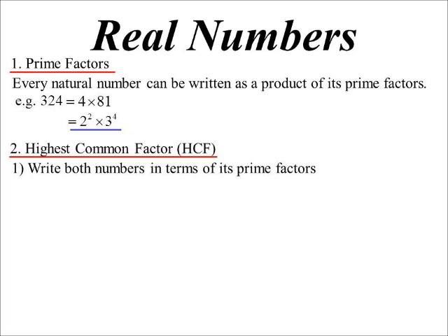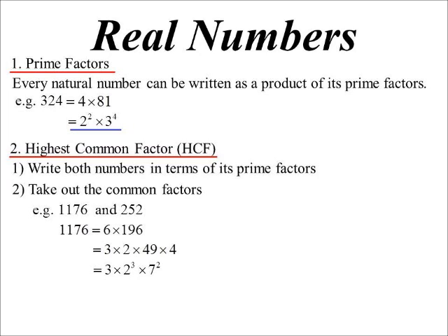Highest common factor, how to find it? Well, we break the numbers down to their building blocks or prime factors. Then we pull out the ones they have in common. So let's have a look at 1,176 and 252. 588, they're not prime. Almost there. 49's not prime. 4's not prime. I think we're there. Yes, 3 times 2 cubed times 7 squared.